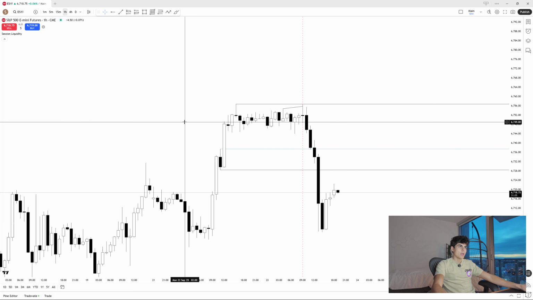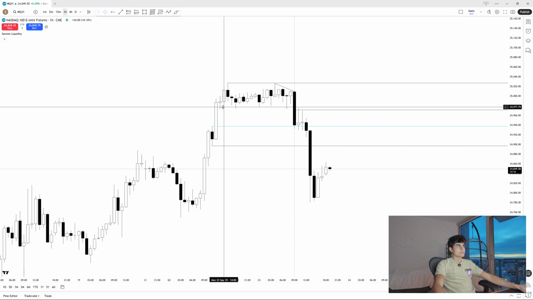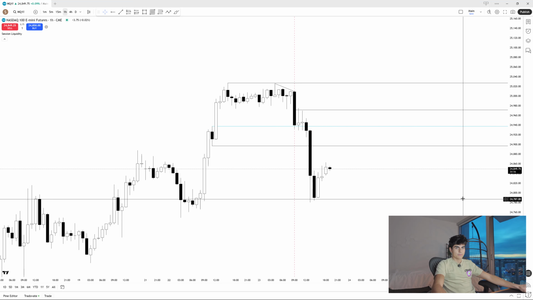So on the 1-hour time frame, we have this 1-hour fair value gap, this 1-hour order block, this 1-hour fair value gap, and this 1-hour fair value gap. And it's the same thing for NQ here.